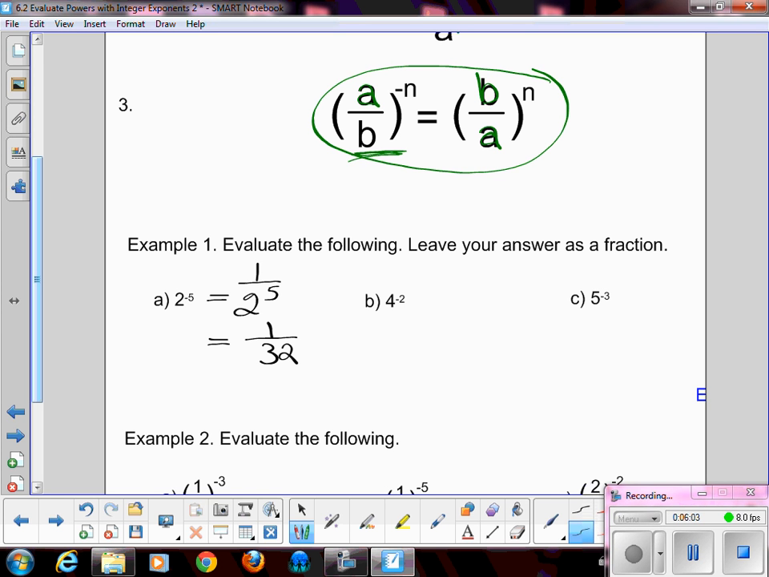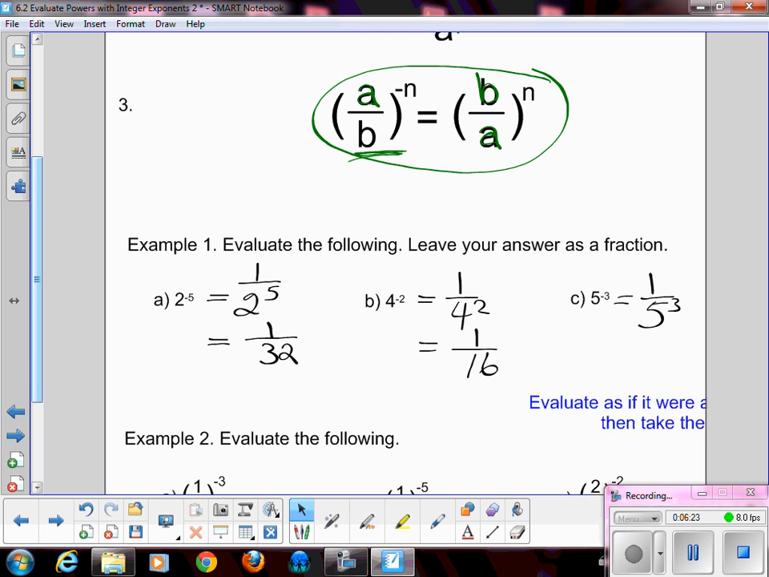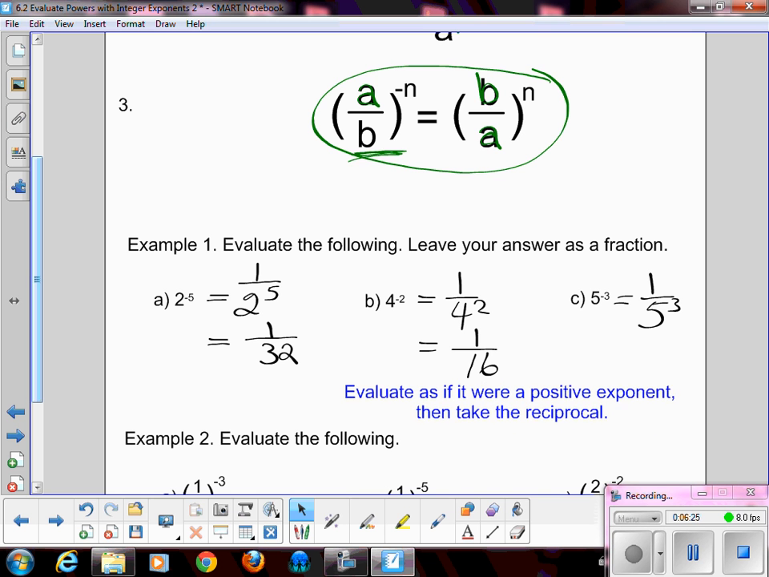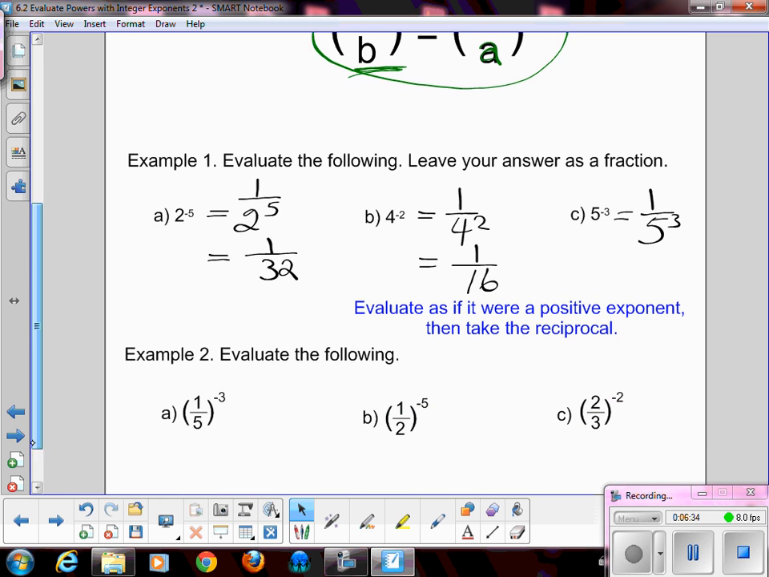Now, if I look at 4 to the negative 2, the reciprocal of 4 is 1/4 to the positive 2. So that's the same as 1/16. And moving right along, 5 to the negative 3, the reciprocal of 5 is 1/5 to the positive 3. So what I did is evaluate as if it were a positive exponent, then take the reciprocal. Let's look at some more.